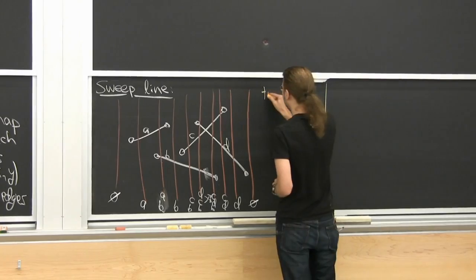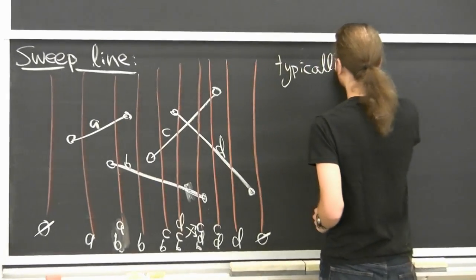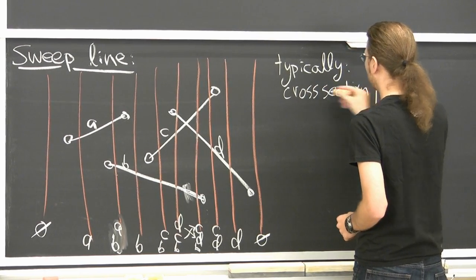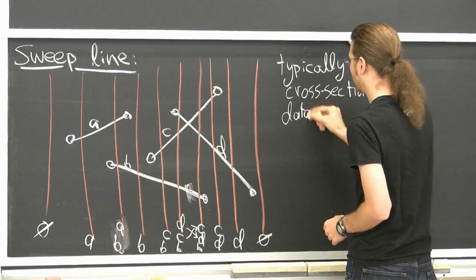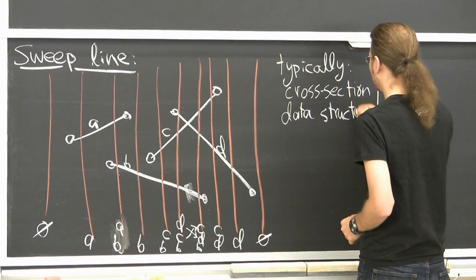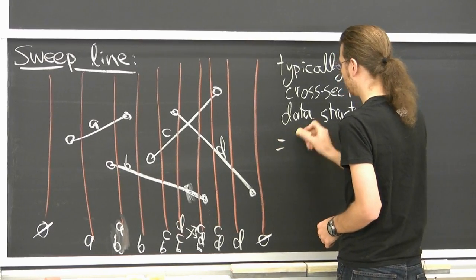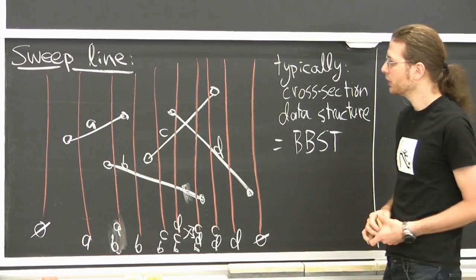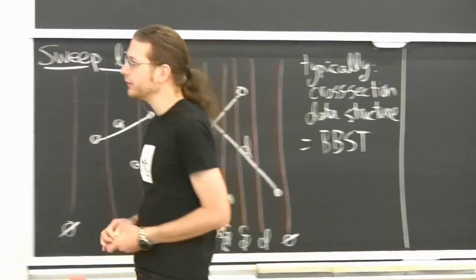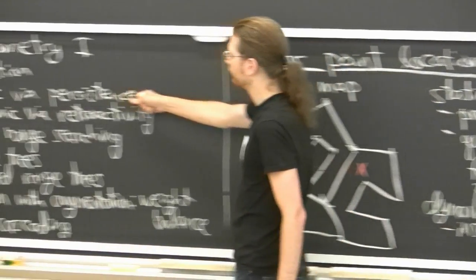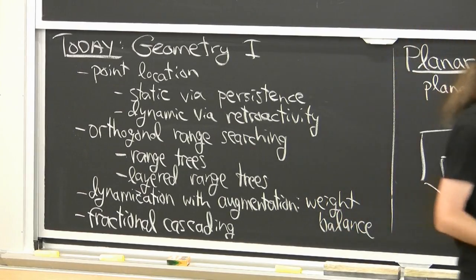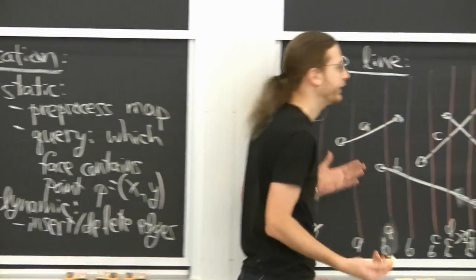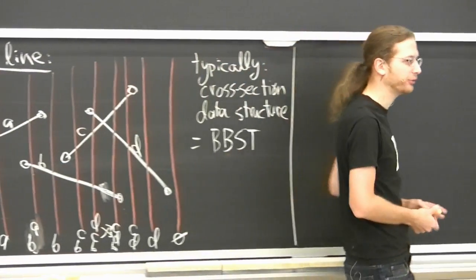Okay, so typically the cross-section data structure is a regular balanced binary search tree. Our idea is, what if we add persistence to that binary search tree? So instead of using a regular binary search tree, we use a partially persistent balanced binary search tree, which we know how to do. This is a bounded in-degree structure. We can make it partially persistent with constant overhead.